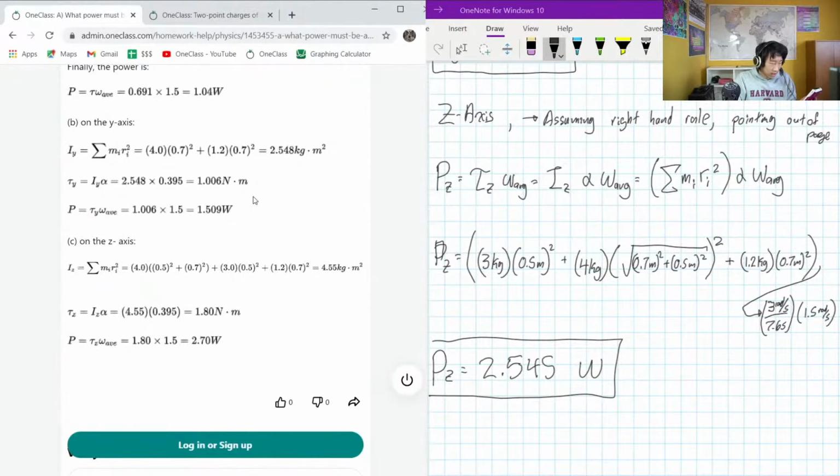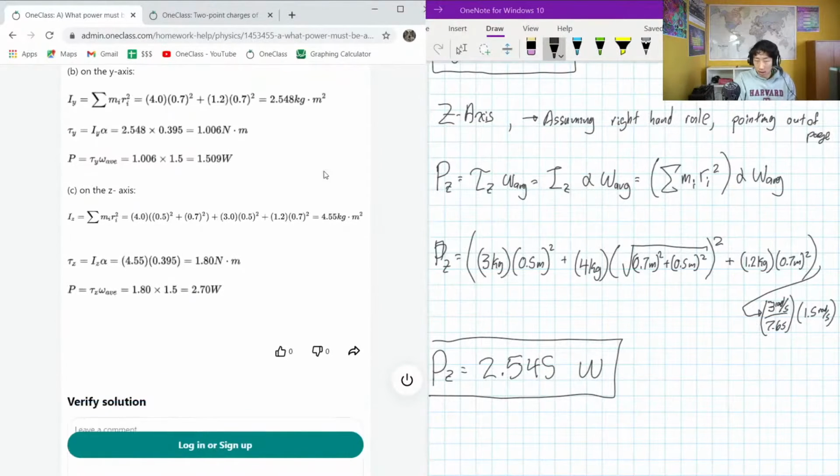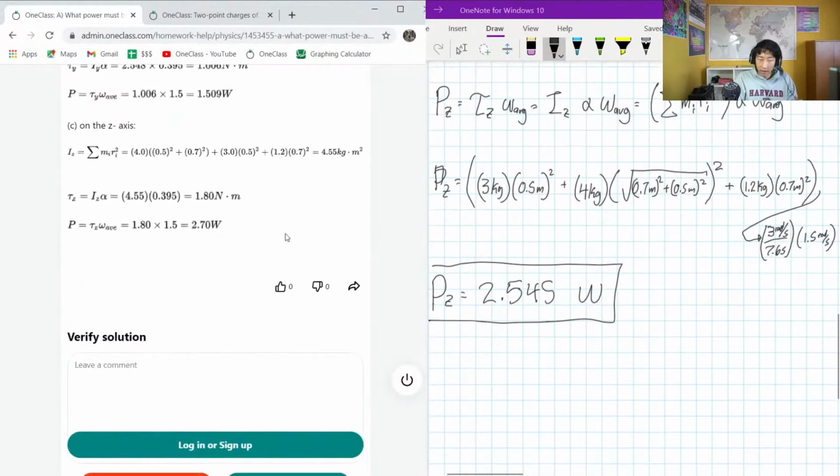Awesome. So that concludes this question. Pretty fun. Pretty exciting stuff, if you ask me. For the z-axis.